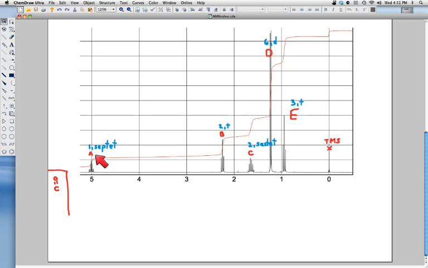So again, looking at peak A, integral of 1, septet. B, integral of 2 and a triplet. C has an integral of 2 and is a sextet. D integrates to 6 and is a doublet. And E integrates to 3 and is a triplet. So now we have our full spectrum that we can work with, and we can go ahead and start assigning pieces. I like to start from the thing that is furthest downfield, which means the peak with the highest number on the left. So we'll start our analysis really looking at A.